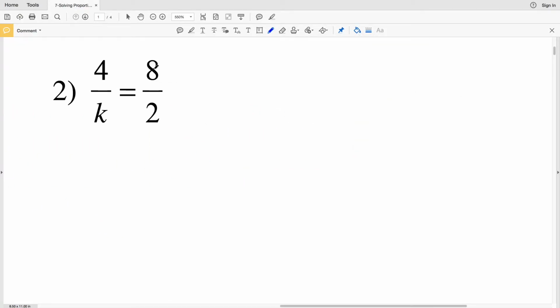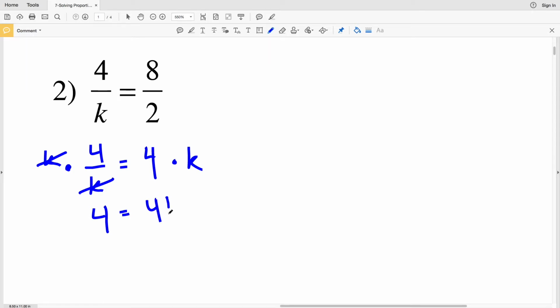And number 2, 8 divided by 2 is equal to 4. So we'll have 4 over k equal to 4. Then we'll multiply by k, or k over 1, which is simply k, to get our variable out of the denominator on the left. So we'll have 4 equal to 4 times k, which is 4k. And when we divide both sides by 4, our 4's will cancel out since 4 divided by 4 is 1. So we have 1 equal to k in number 2.